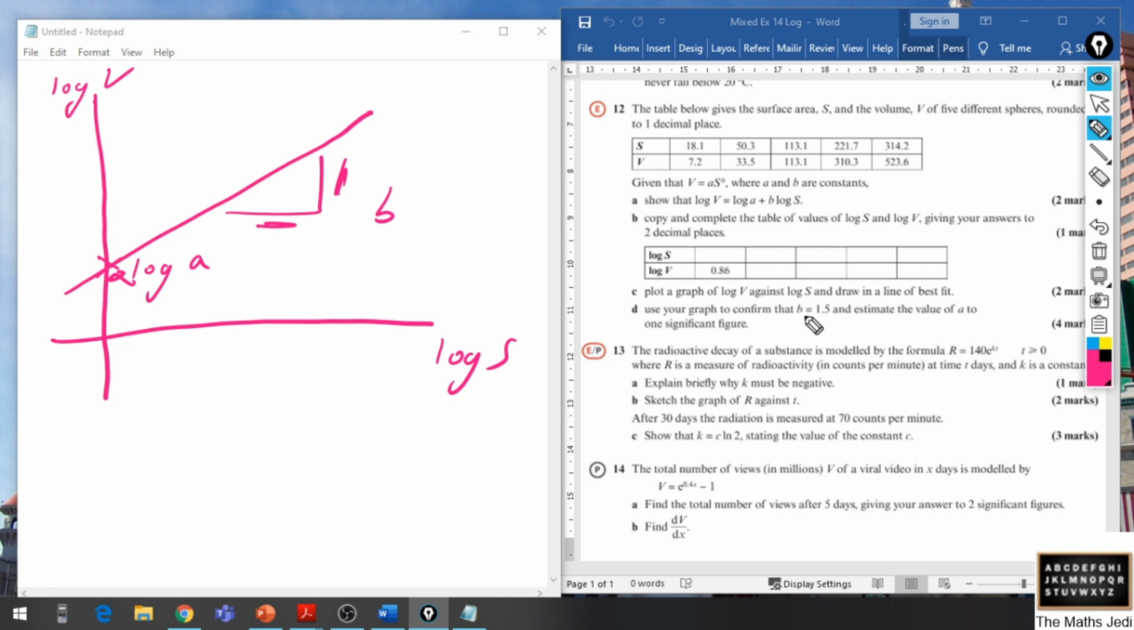So when it says use your graph to confirm that p equals 1.5, you'd need to do the triangle and do your change in y over change in x, and that should give you the 1.5.